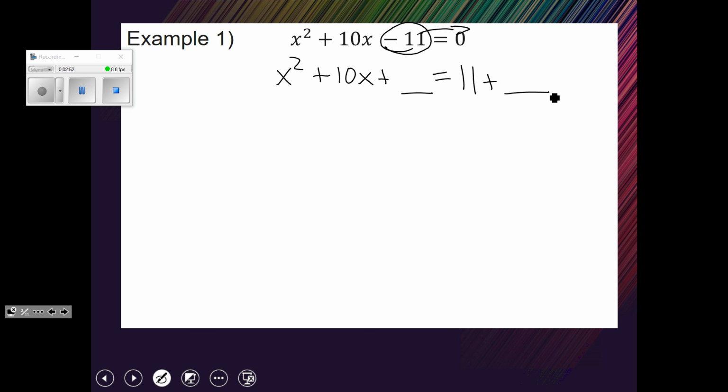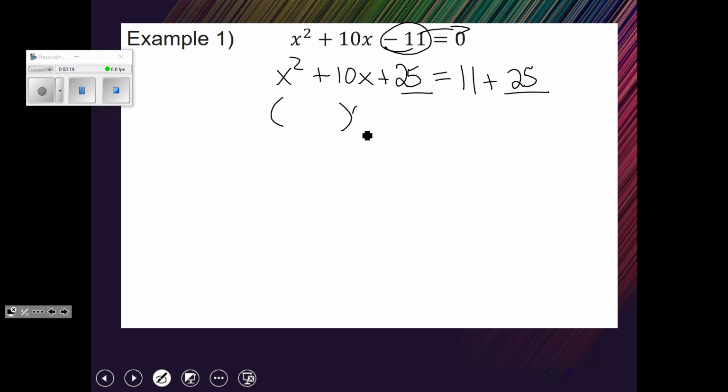You take half of the middle number. What's half of 10? And square it. 25. We now have a perfect square trinomial, and I will show you how it is a perfect square trinomial in a minute. If I add 25 to this side, then I've got to add 25 to that side. At this point, we're going to factor it. I'm going to factor it on this very first one, but after I do the first one, we're going to be able to skip this middle step, and they'll start going quicker.